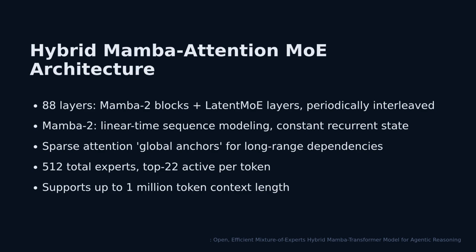The architecture stacks 88 layers following a periodic interleaving pattern. Most layers pair a sparse latent MoE block with a Mamba 2 block, which processes sequences in linear time with a constant size recurrent state, dramatically reducing KV cache memory. A small number of full self-attention layers are inserted as global anchors, preserving long-range information routing across the stack. The model supports context lengths up to 1 million tokens.